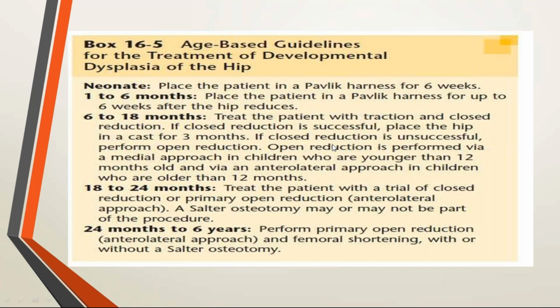Open reduction is something where you cut open the joint, place the femoral head back in the acetabulum, and stitch up the structures. It can be done via anterolateral approach. In 18 to 24 months, closed reduction can be tried, but a closed reduction is not generally possible in 18 to 24 months. You'll have to proceed with open reduction. If it is necessary, you'll have to perform an osteotomy, that is, you have to cut through the bones of the femoral head and place it back in position. From 24 months to 6 years, the primary treatment is open reduction and femoral shortening with or without Salter osteotomy.